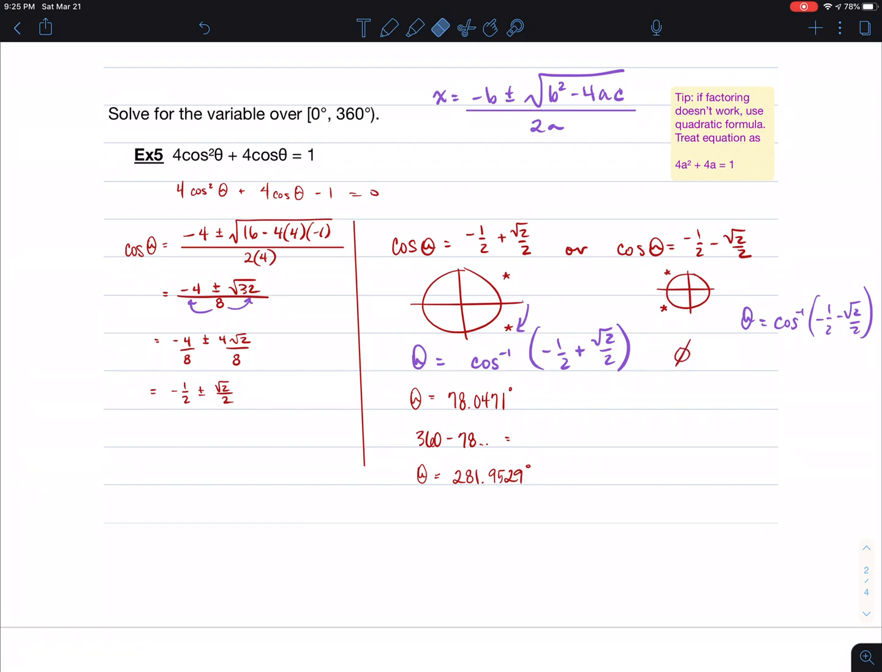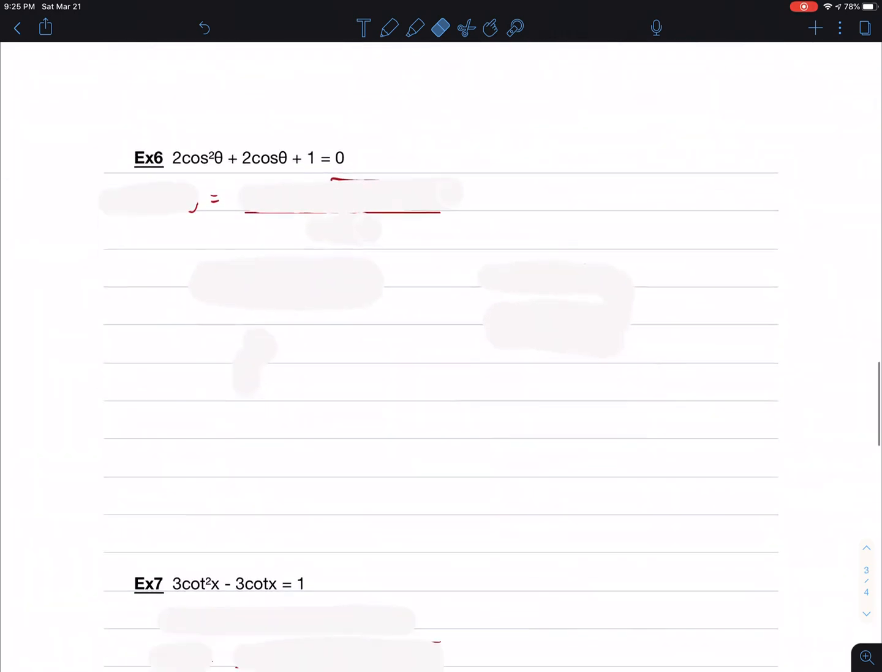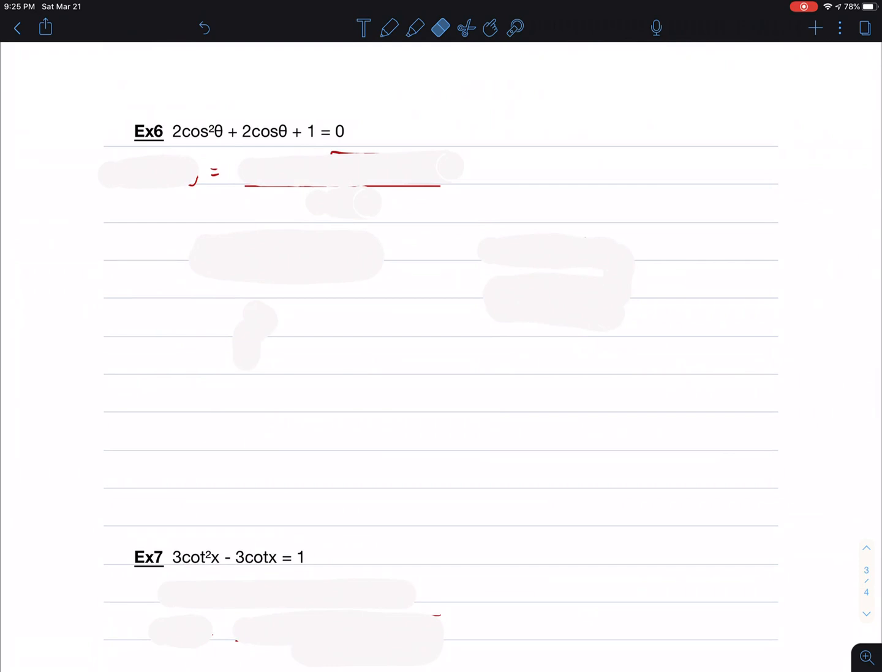So this particular example then only had two theta values, one in quadrant 1 and one in quadrant 4, and that's all that this one has. All right, let's take a look at example number 6. This one also is not factorable. So once again, we will want to use the quadratic formula on this. And so cosine of theta is going to equal, and there's my negative b plus or minus the square root of b squared minus 4ac.